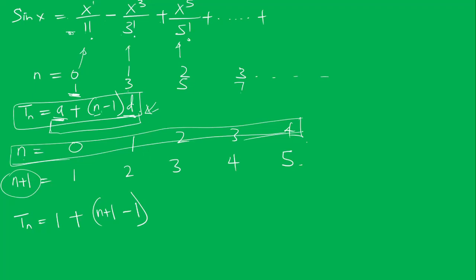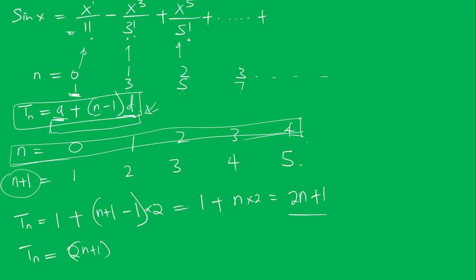The difference, which is 3 minus 1, or 5 minus 3, or 7 minus 5. So 5 minus 3 will give you 2. 3 minus 1 will give you 2. So the common difference is 2. So now, we have 1 plus n plus 1 minus 1 times 2, which will give you 2n plus 1. So this is the n term.